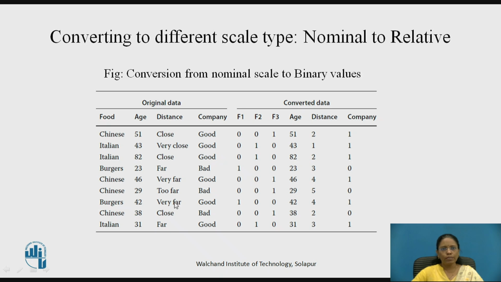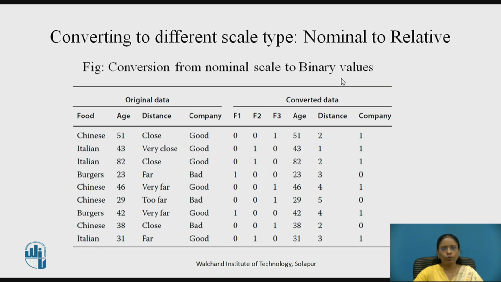Here we can see the data, where food is Chinese, Italian, burgers. This is categorical data, which is nominal data. Even if the company has given only good and bad, this is also categorical data, which is nominal data, which I want to convert to relative scale by binary values. So let us see how we can.